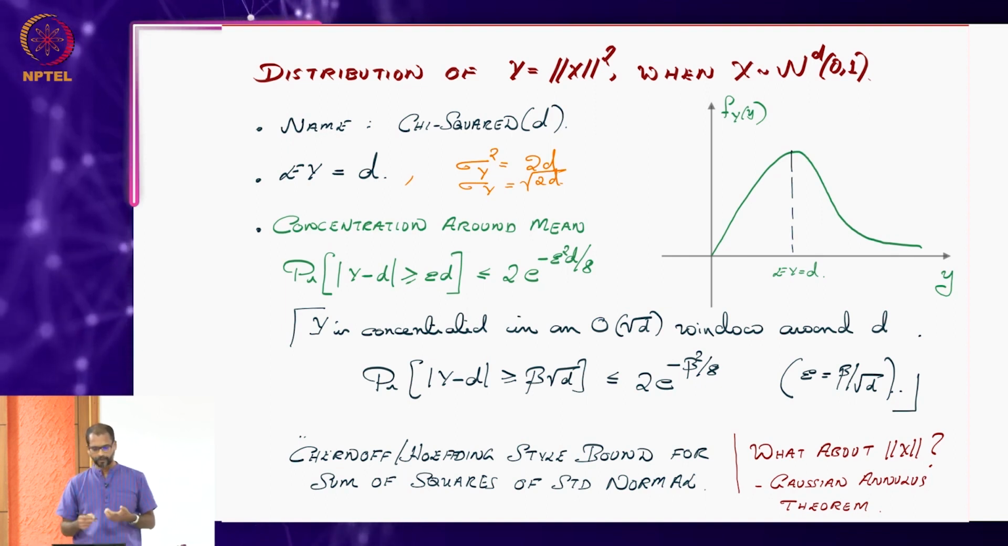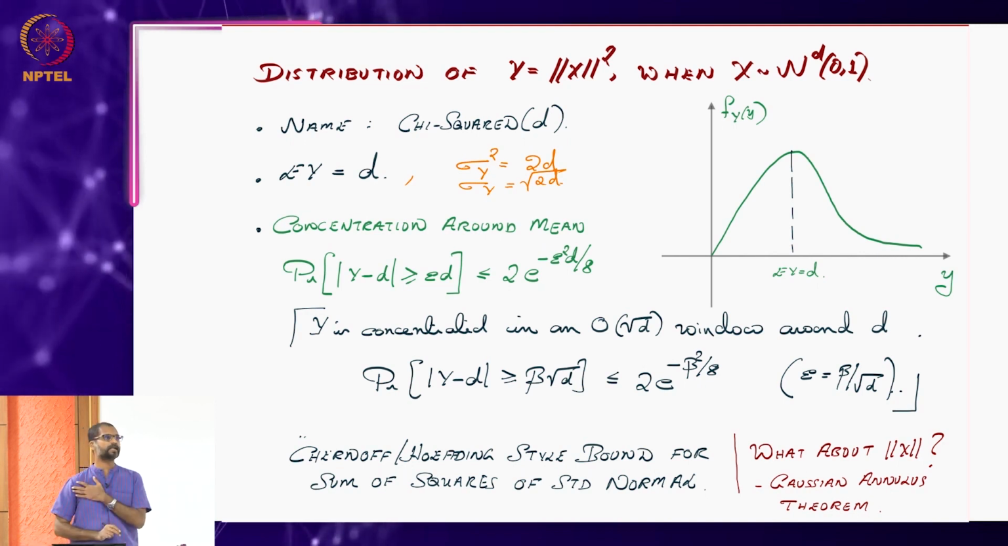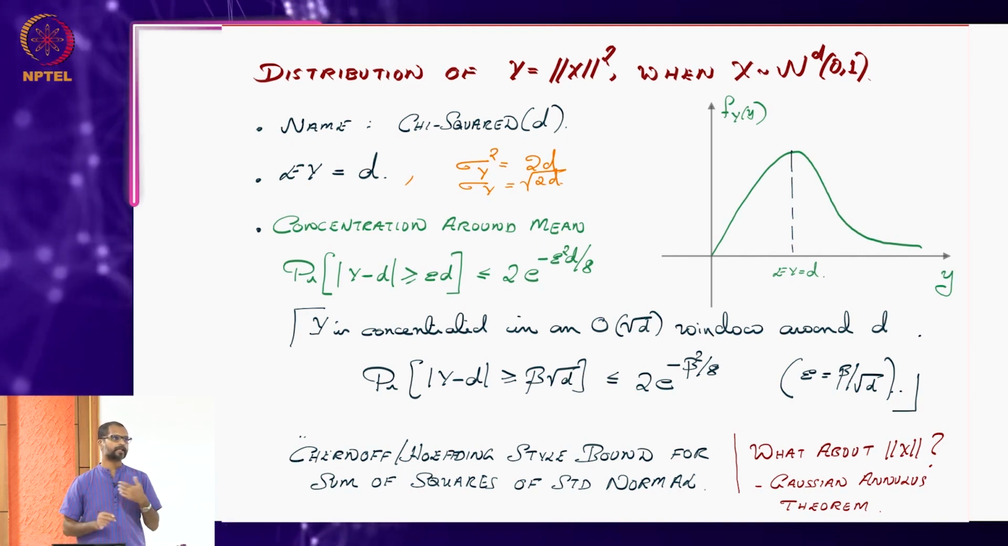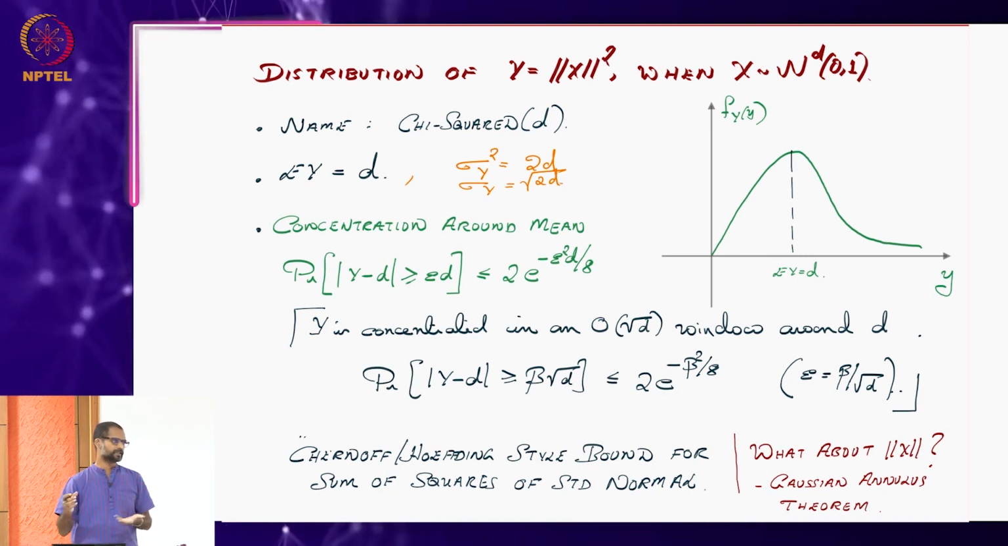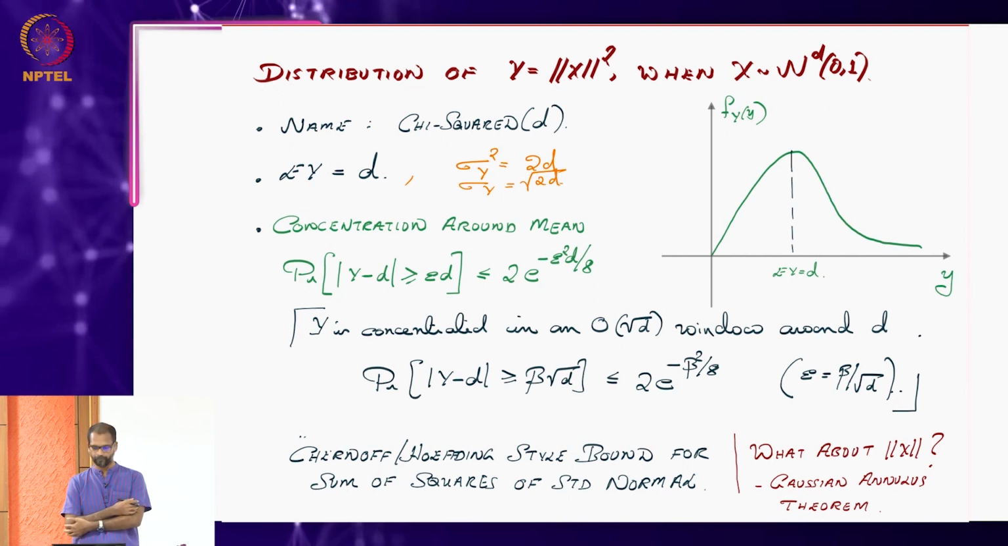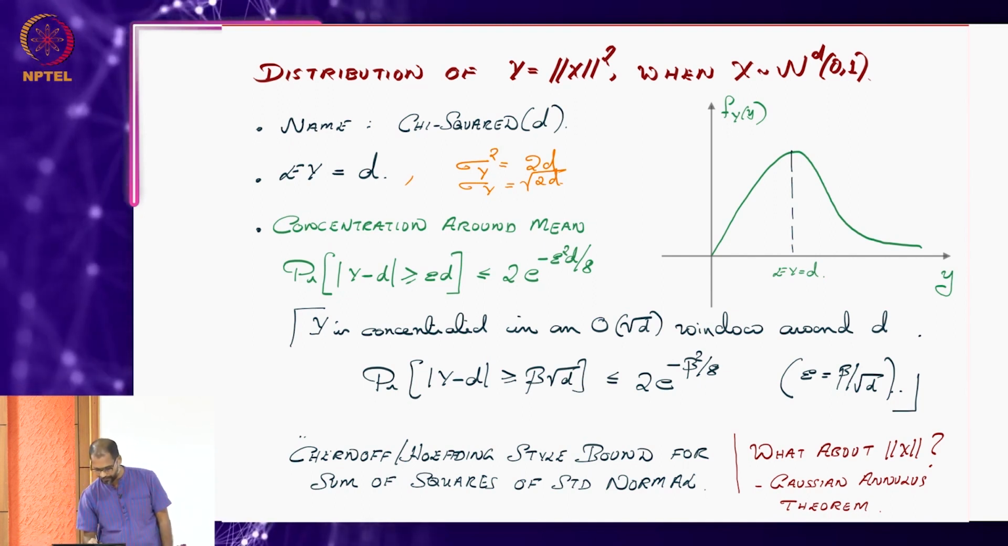So, here if you are really doing statistics, you would not be bothered about an epsilon d kind of variation, you would rather be bothered about some constant times square root of d variation, because the standard deviation is like square root of d. So, that is why I have rewritten the same inequality here.